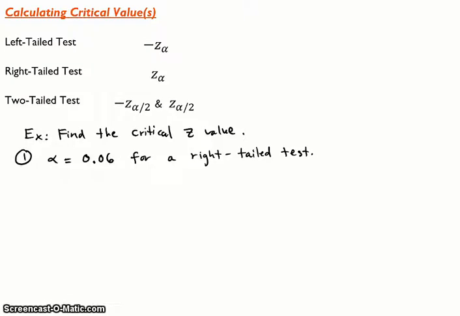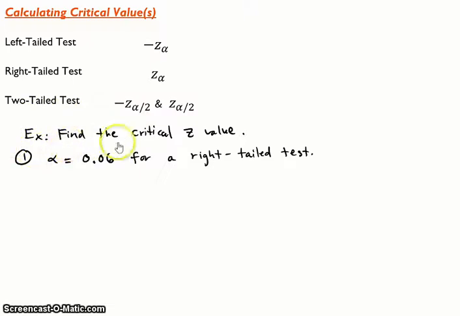In this video, I wanted to go over how to calculate critical z-values. The first thing you need to know is what type of test you're dealing with. If it's a left tail test, the critical z-value is negative z sub alpha. If it's a right tail test, it's z sub alpha. And if it's a two-tail test, there's two critical values, negative z sub alpha over 2 and z sub alpha over 2. So let's look at this problem.